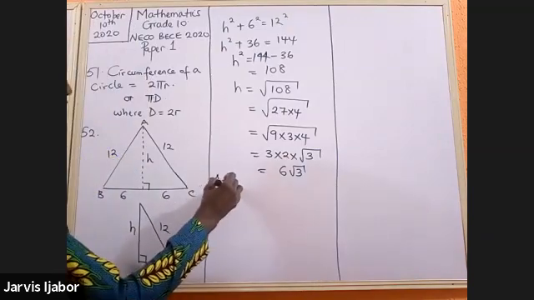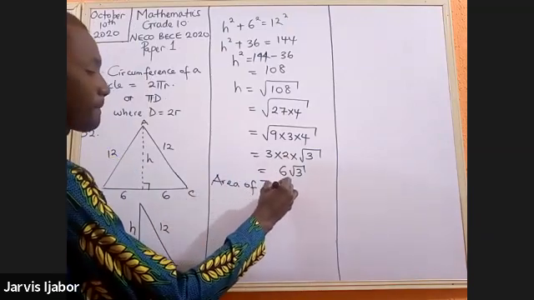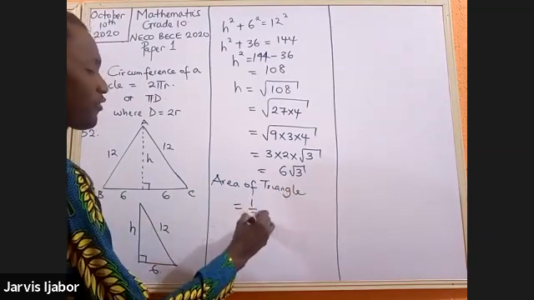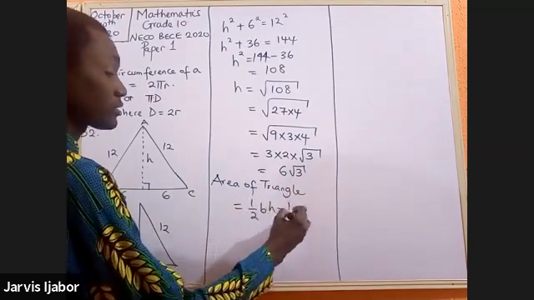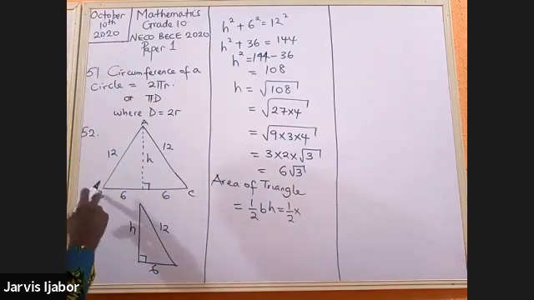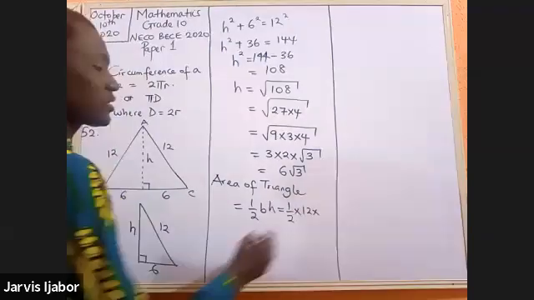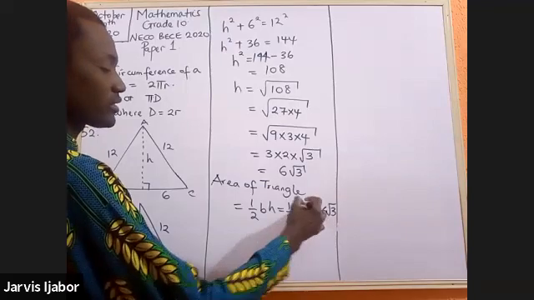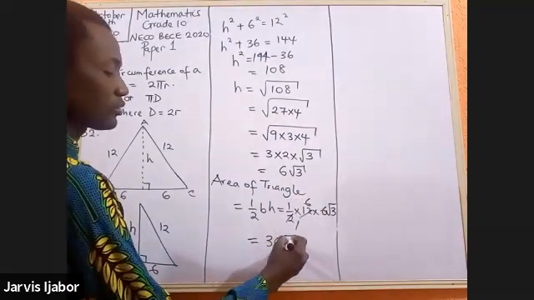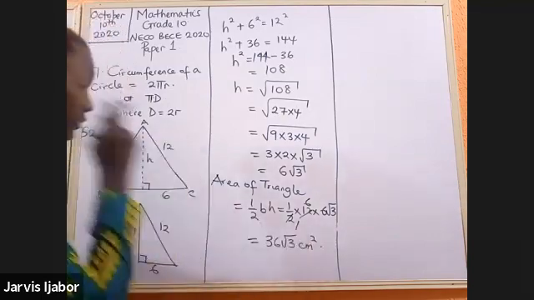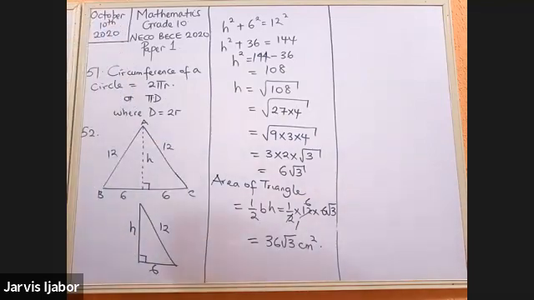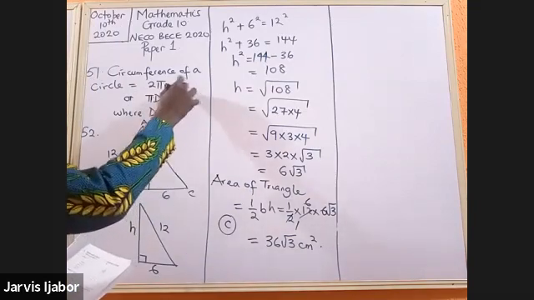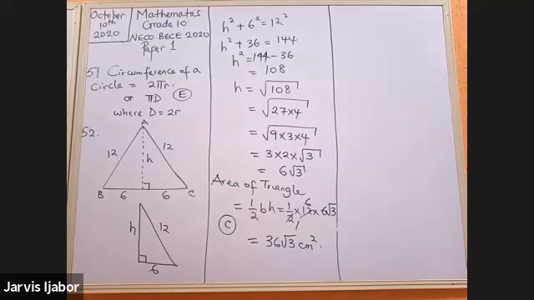Now, what is the area of a triangle? The area of a triangle is equal to half base times height. What is the base? The base is 12. What is the height? The height is 6 root 3. This goes here 1, this goes here 6, and this will give me 36 root 3 cm squared. So the area of that triangle will be 36 root 3. And if you took that exam, this answer would have been C, and the previous one would have been E. Right? So that settles that question.